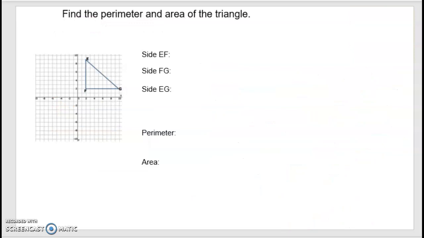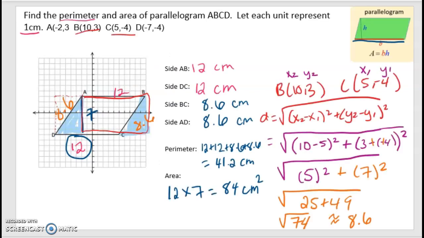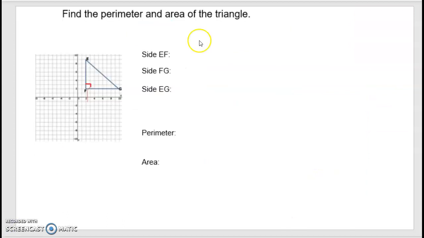Okay, for this example, we're no longer looking at a parallelogram, we're looking at a triangle. And specifically, it's a right triangle because I've got a vertical and a horizontal, so those two are meeting at 90 degrees. So I've got a right triangle. So what I'm going to do is, again, just like I did for the parallelogram, find each of the side lengths, because when I'm finding the perimeter, I have to find all the side lengths. So the easiest ones to find are the ones that I can count.